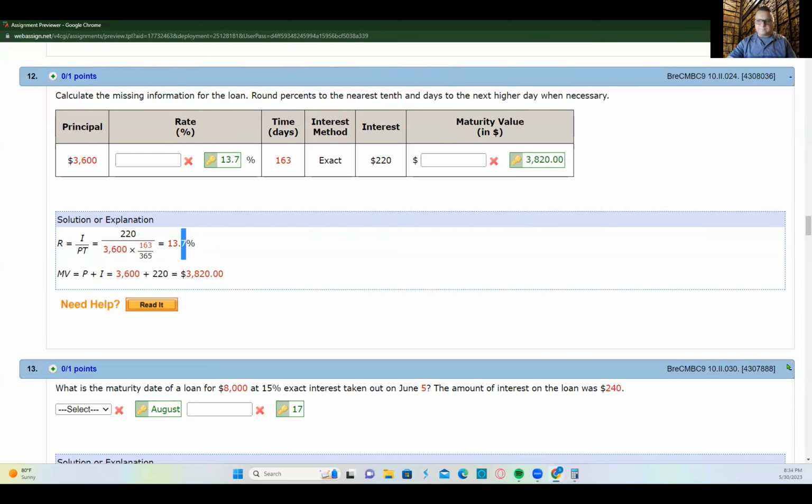There's a couple of different ways to do that. Once you get this rate, doesn't look like you're going to need it again, does it? Your maturity value is going to be your principal plus your interest. So that's a pretty easy calculation. Your rate has nothing to do with your maturity value. Well, it does, but since they give you the interest in dollars, you don't have to figure it. So they're having you back into the rate.